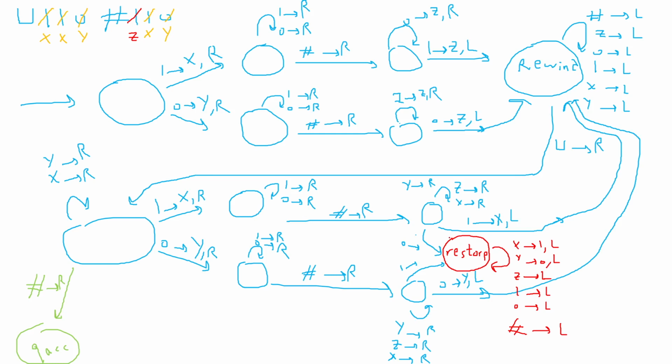Until finally I read the blank. Now, if I read the blank, what do you think we should go to? There's really only two options, right? Like if I read a blank, two options. I either want to go here or over here. Which one do you think? Well, it should be the one above, right?